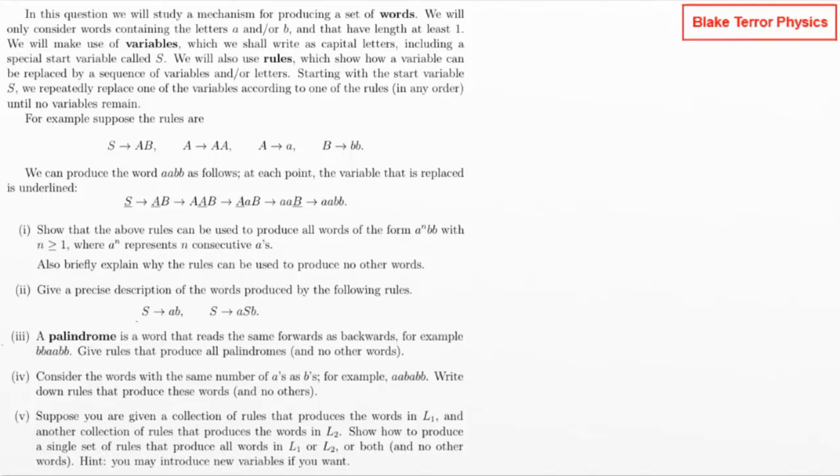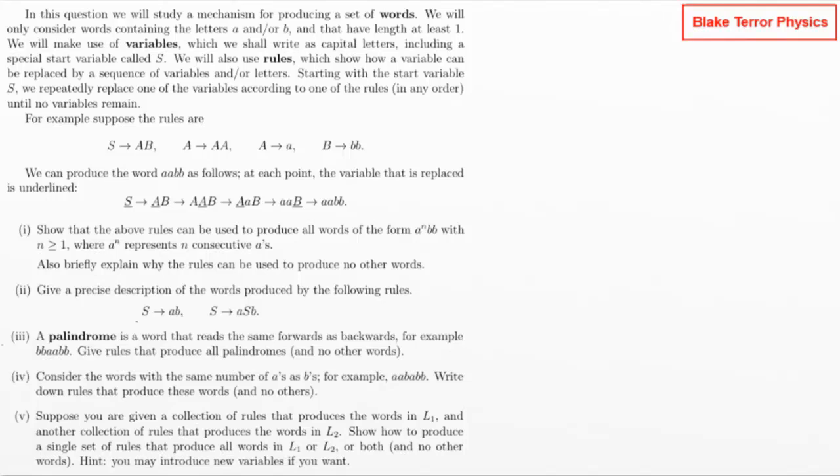Hello, this is question 7 from the 2015 MAT. In this question, we will study a mechanism for producing a set of words. We will only consider words containing the letters A and/or B that have a length of at least 1. We will make use of variables, which we shall write as capital letters, including a special start variable called S. We will also use rules, which show how a variable can be replaced by a sequence of variables and/or letters.